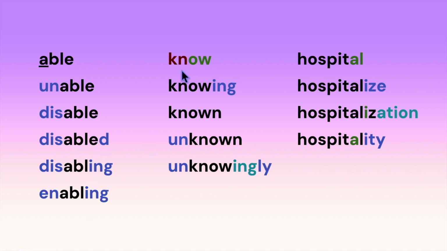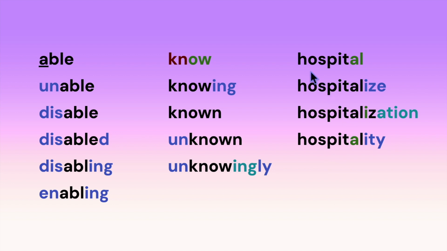Here we have the root no with a silent K and OW having the O sound. We can add the suffix and we have knowing, known, unknown, unknowingly. Here we have hospital. Notice that AL at the end of a word usually sounds more like ul rather than al. So we can add the suffix eyes and we have hospitalize. Now we can add this and we have hospitalization. Notice when we go from hospitalize with a long I, hospitalization with a short I.